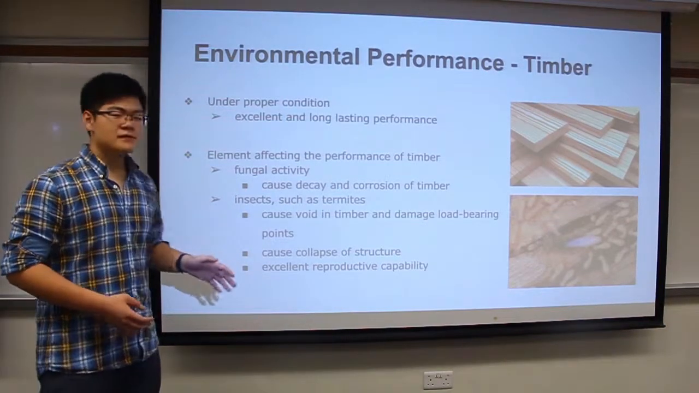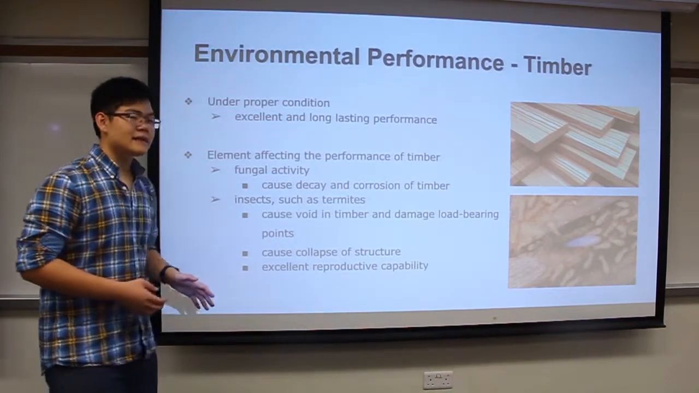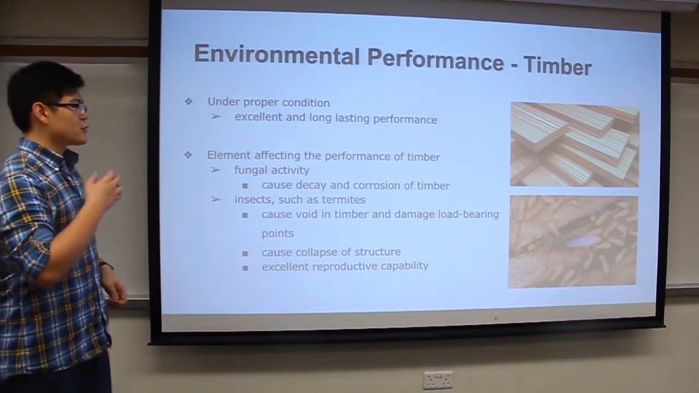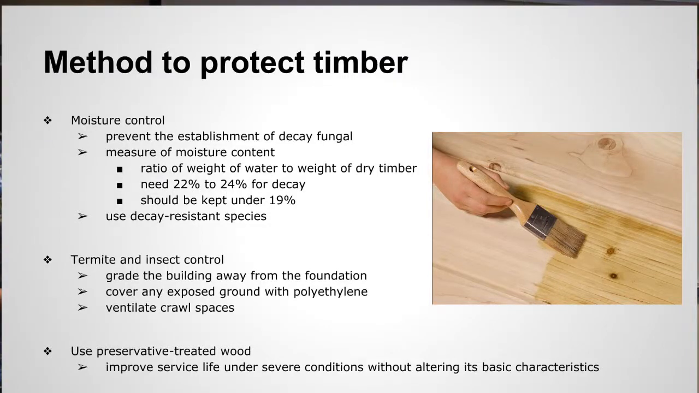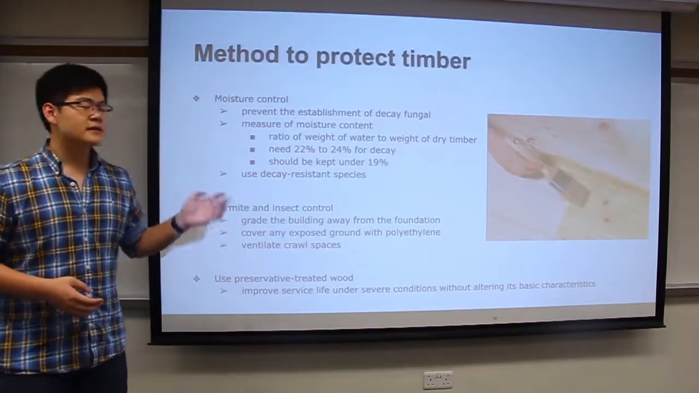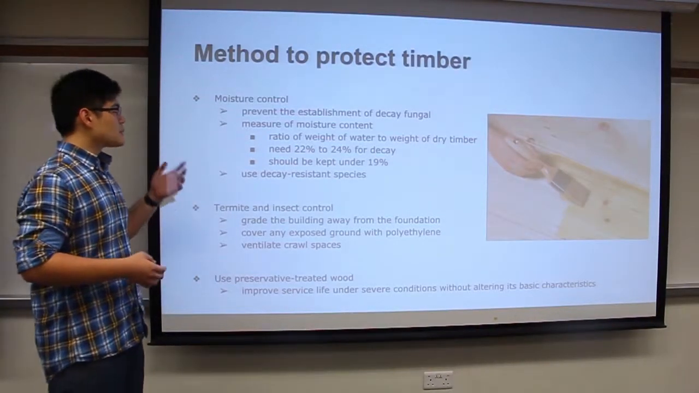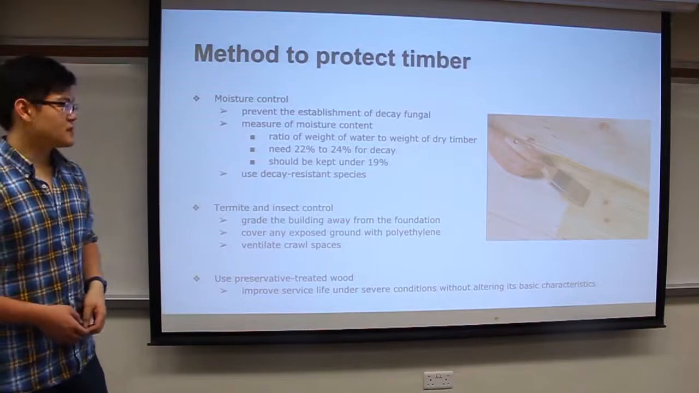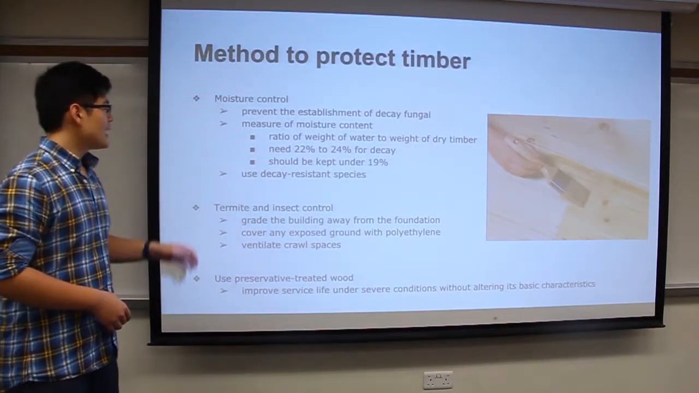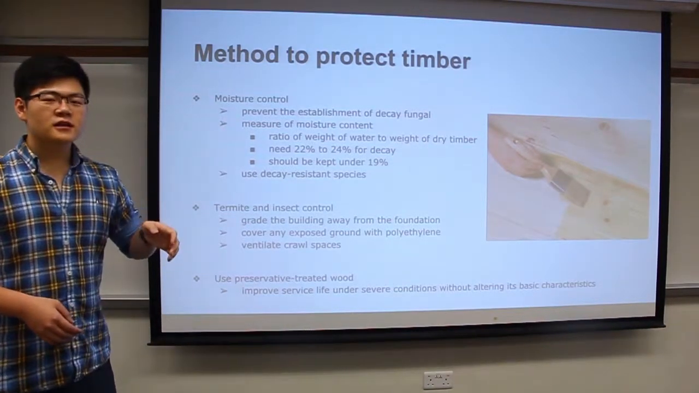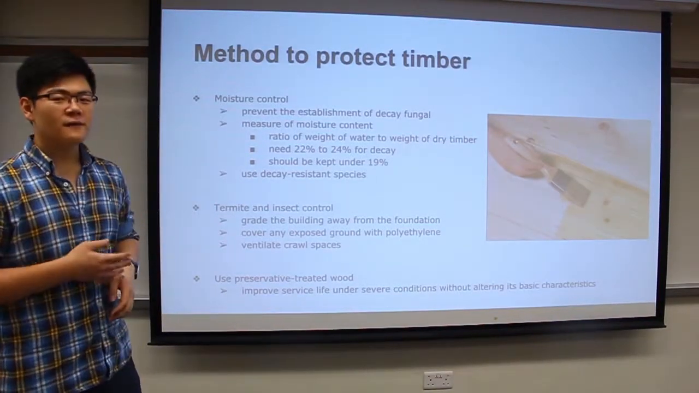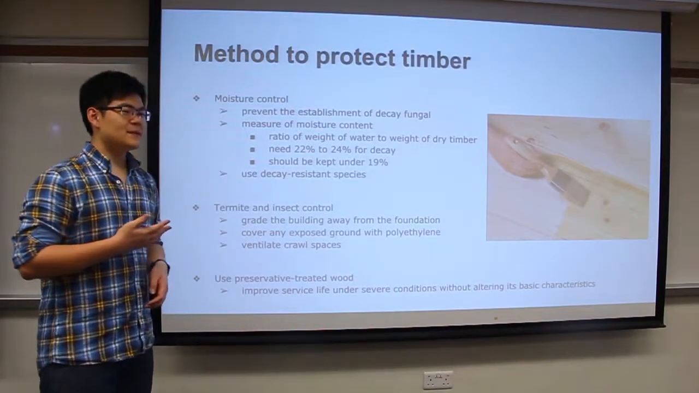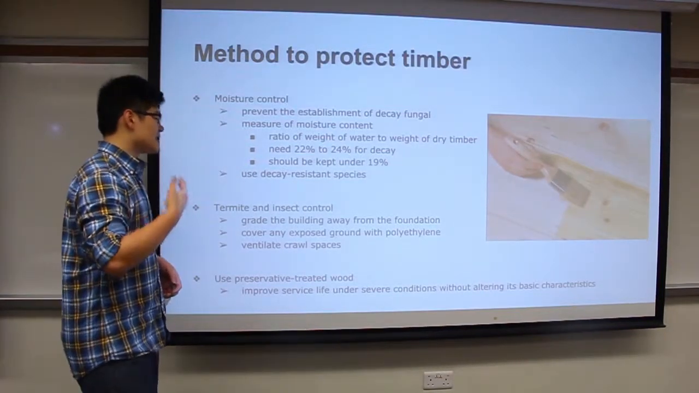Termites have excellent reproductive ability, so they should be strictly controlled. And here are the methods to protect timber. We can control the moisture content inside timber to prevent the establishment of decay fungi. And the moisture content inside timber, expressed by the ratio of weight of water to weight of dry timber, should be kept under 19%.